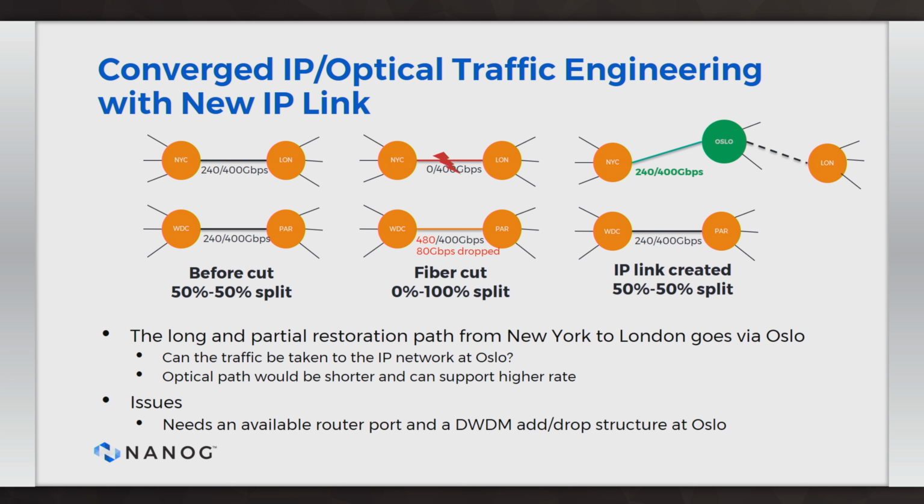You are still not done. You still have to run traffic engineering, because after Oslo, you may again create congestion, right? Oslo may not have capacity in the IP network to actually distribute this traffic to the rest of Europe. And for this case, it's a little more complicated than the case before. You also need an add-drop structure at Oslo so that you can take that optical signal and bring it up to the IP network, and you need router ports as well. So how do you find these router ports?